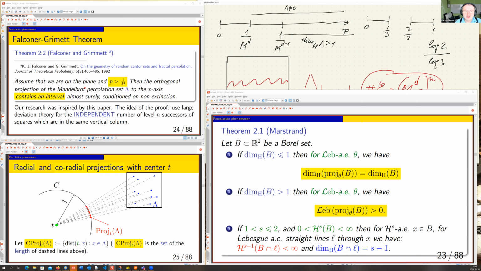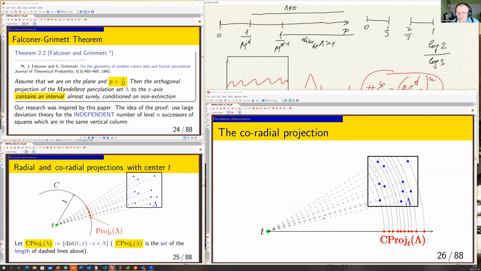With Michal Rams, we conducted a research. I will talk a little bit about that in this direction, and this paper was really the starting point. They considered only the projections of this Mandelbrot percolation to the coordinate axis. Okay, and then with Michal Rams, we considered other projections, not only the orthogonal projections, but the co-radial projection.